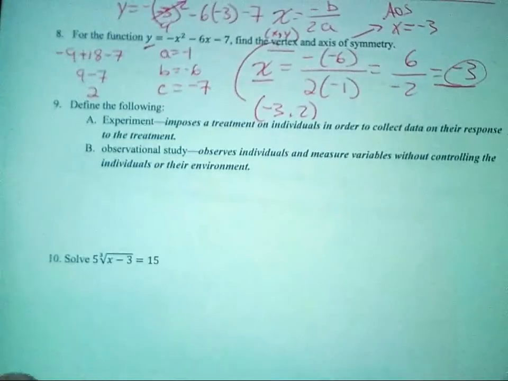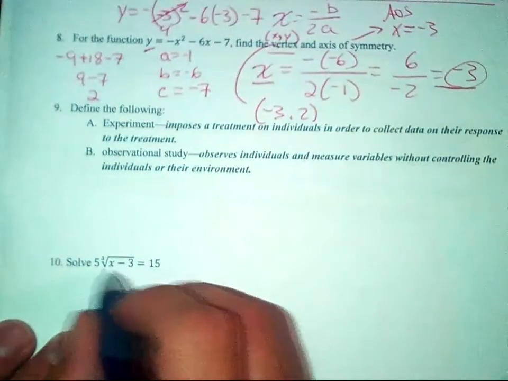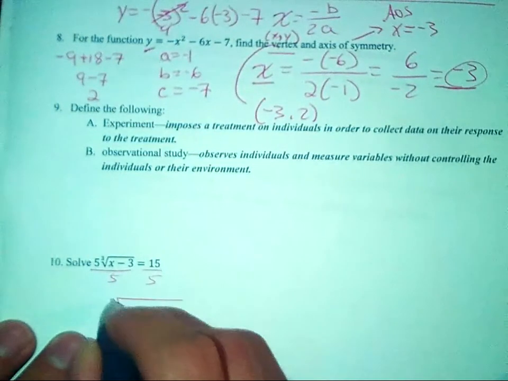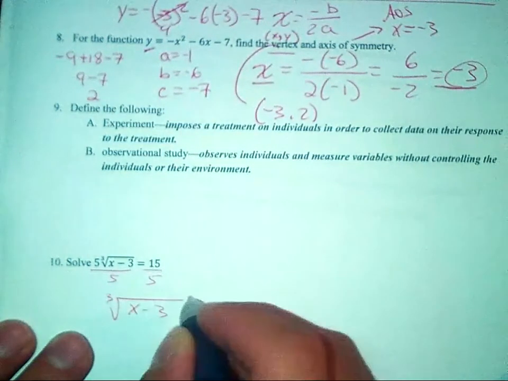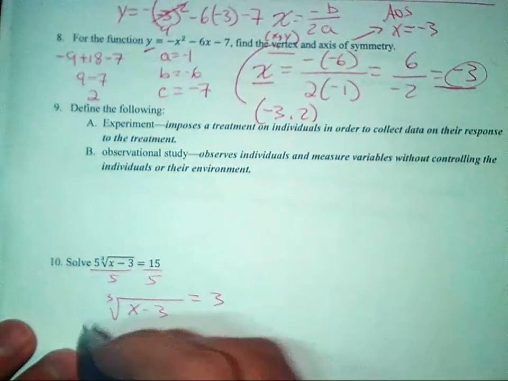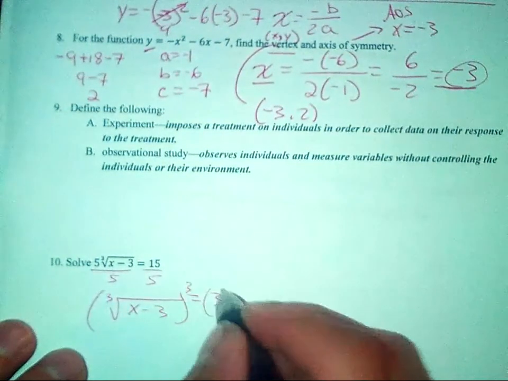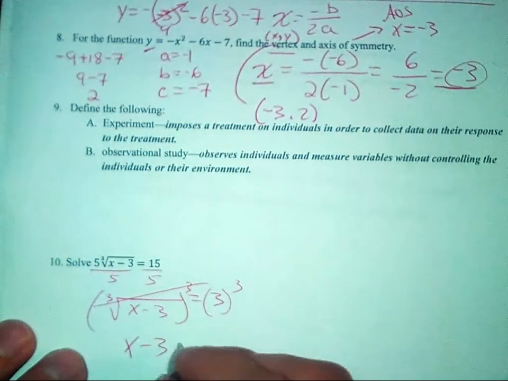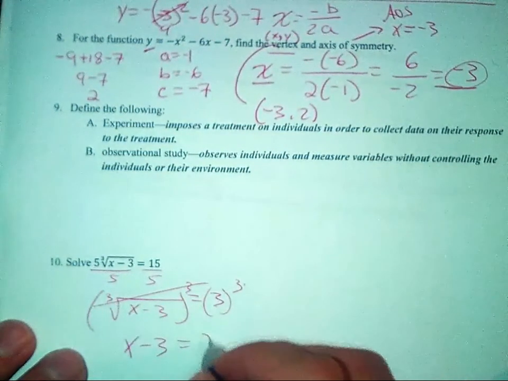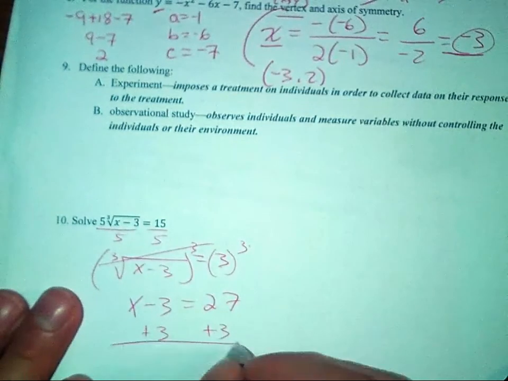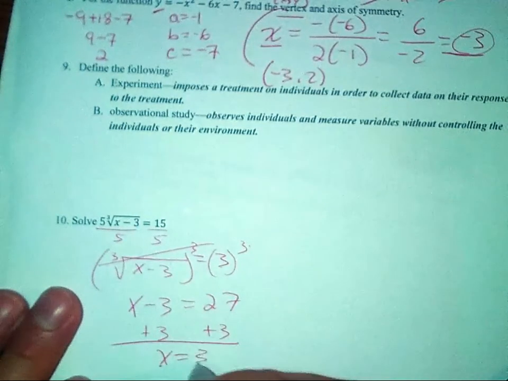And now number 10. So we want to isolate this. Let's get rid of the 5. So here we're going to get the cube root of x minus 3 equal to 3. Raise both sides to the power of 3. That goes away. X minus 3 is equal to 3 to the third, which is 27. Add 3. X equals 30.